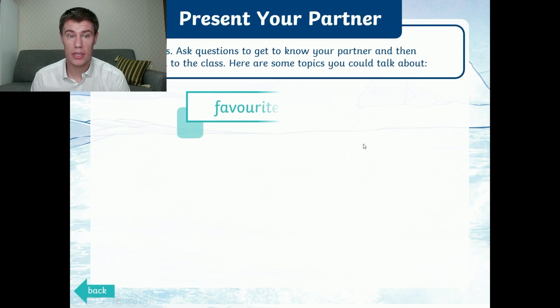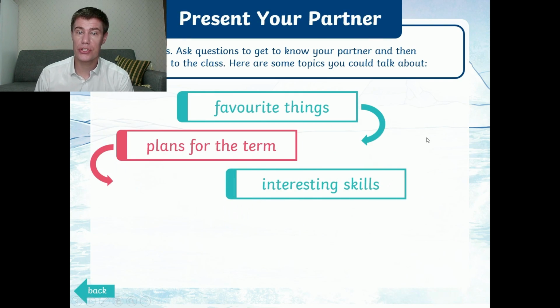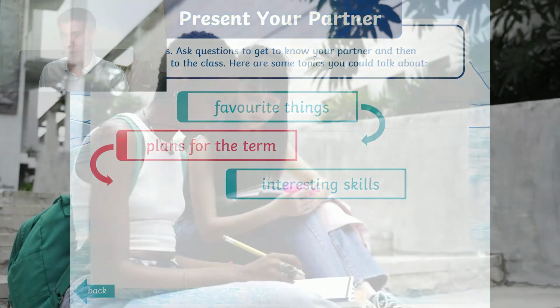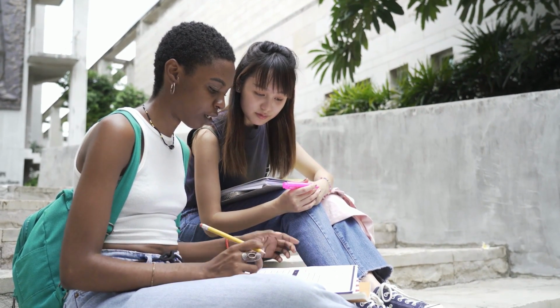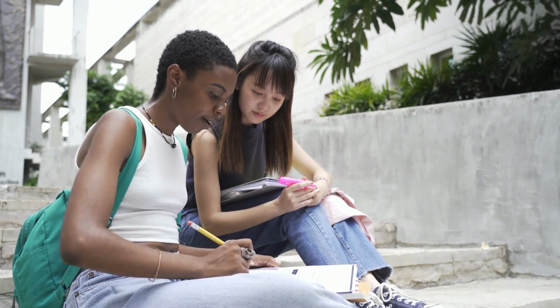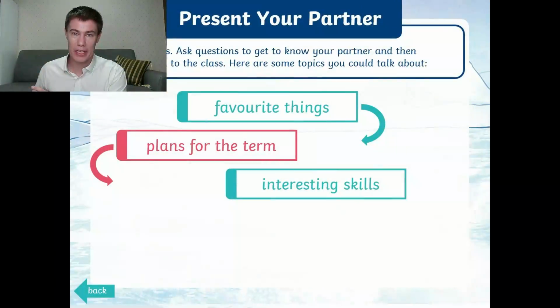Present your partner. Work in pairs, ask questions to get to know your partner, and then present them to the class. Here are some topics you could talk about. This is one of my favorite activities because students are very nervous to talk about themselves. They're very self-conscious. So when they interview a partner and they introduce their partner, it takes a lot of pressure off of them and it's easier for them to talk about someone else.